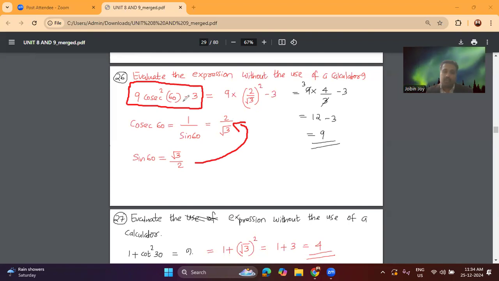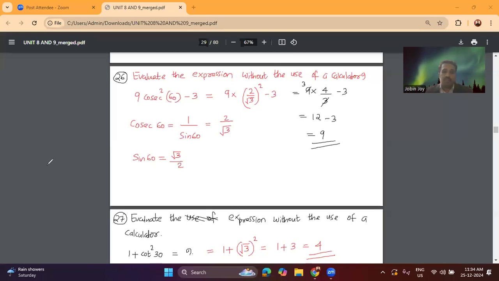Then I will substitute this 2 by root 3 here. So 9 into 2 by root 3, the whole square, minus 3. 9 into 2 square over root 3 square. So 9 into 4 by 3 minus 3. So 9 and 3 I can cancel. I will get 3 balance. So 3 into 4, 12. 12 minus 3 is 9. So the answer is 9.